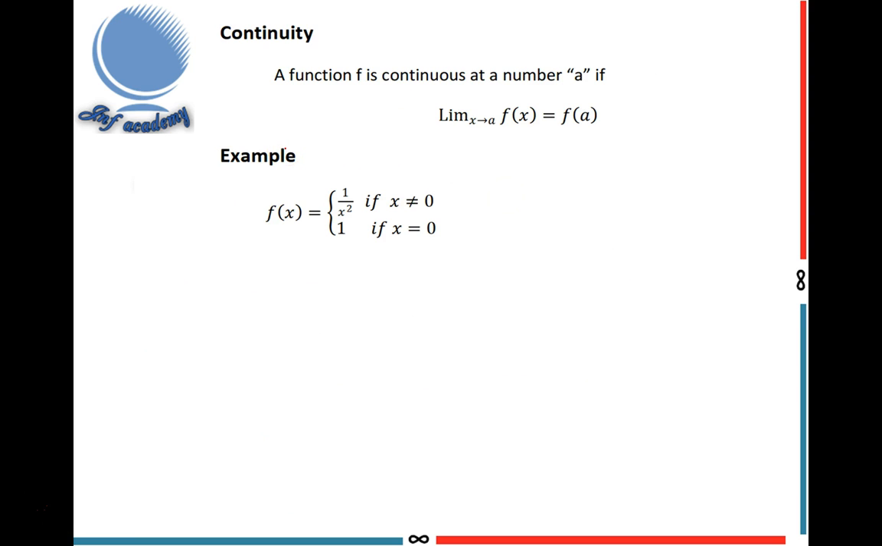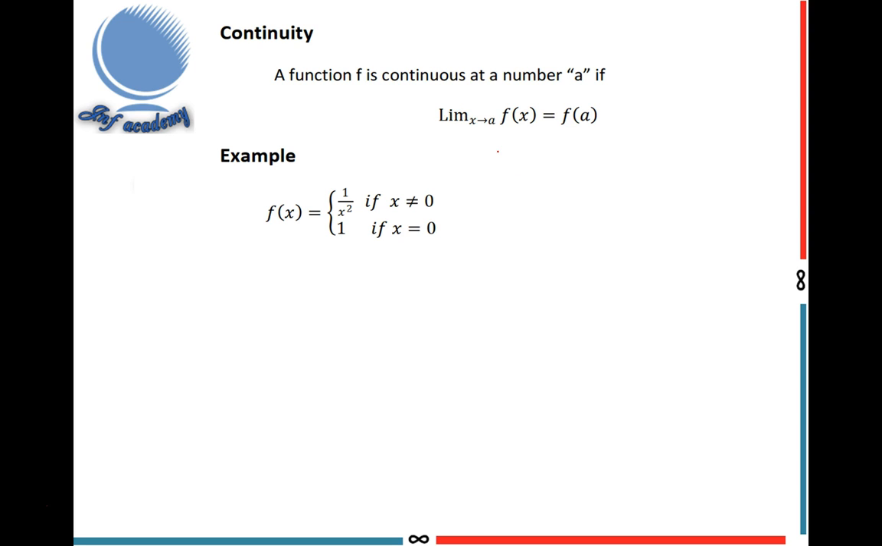Continuity. A function f is continuous at a number a if the limit as x tends to a of f of x equals f of a. That means the limit exists. F is continuous at a if f of a is defined, that is a is in the domain of f, and the limit as x tends to a of f of x exists and that limit also equals f of a. Suppose f is not continuous, then it is called discontinuous.